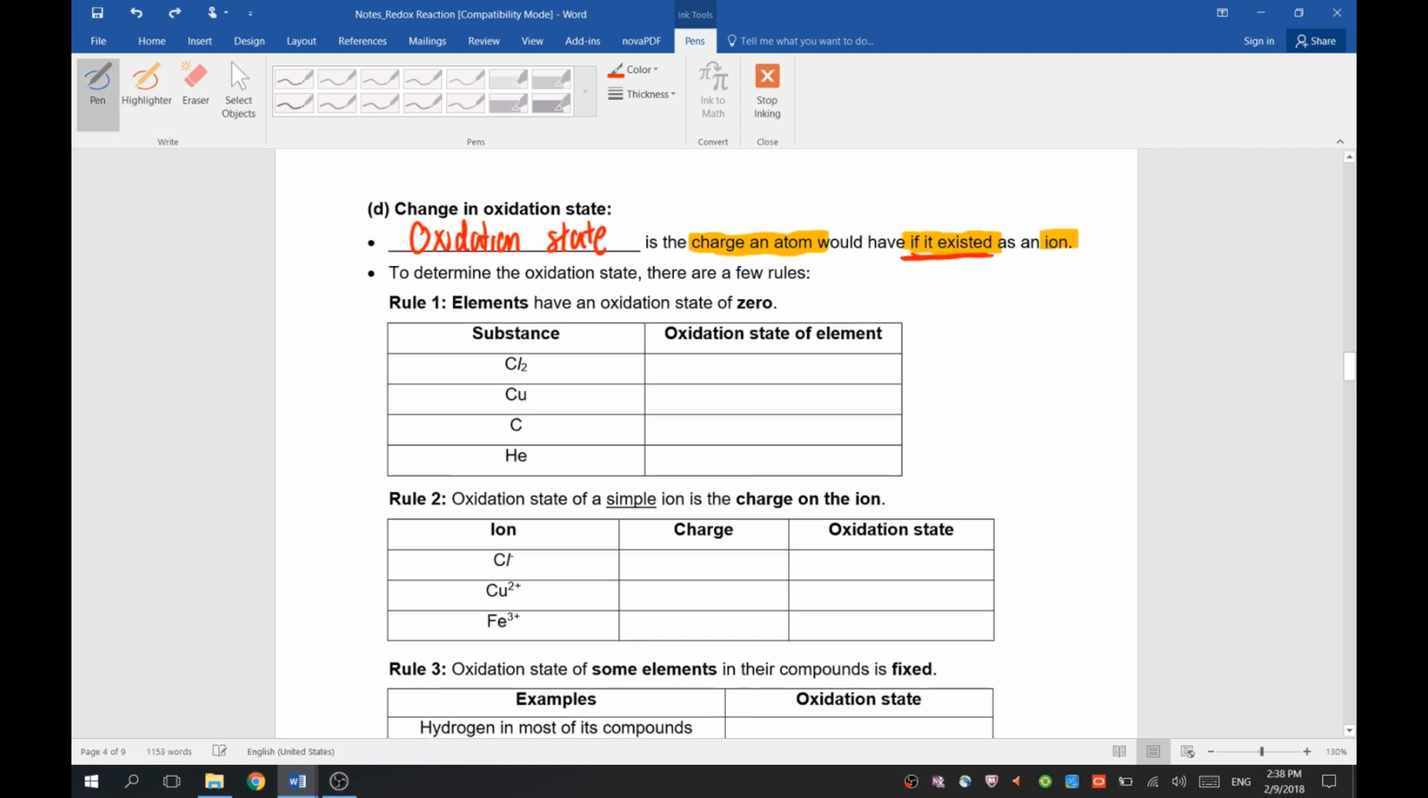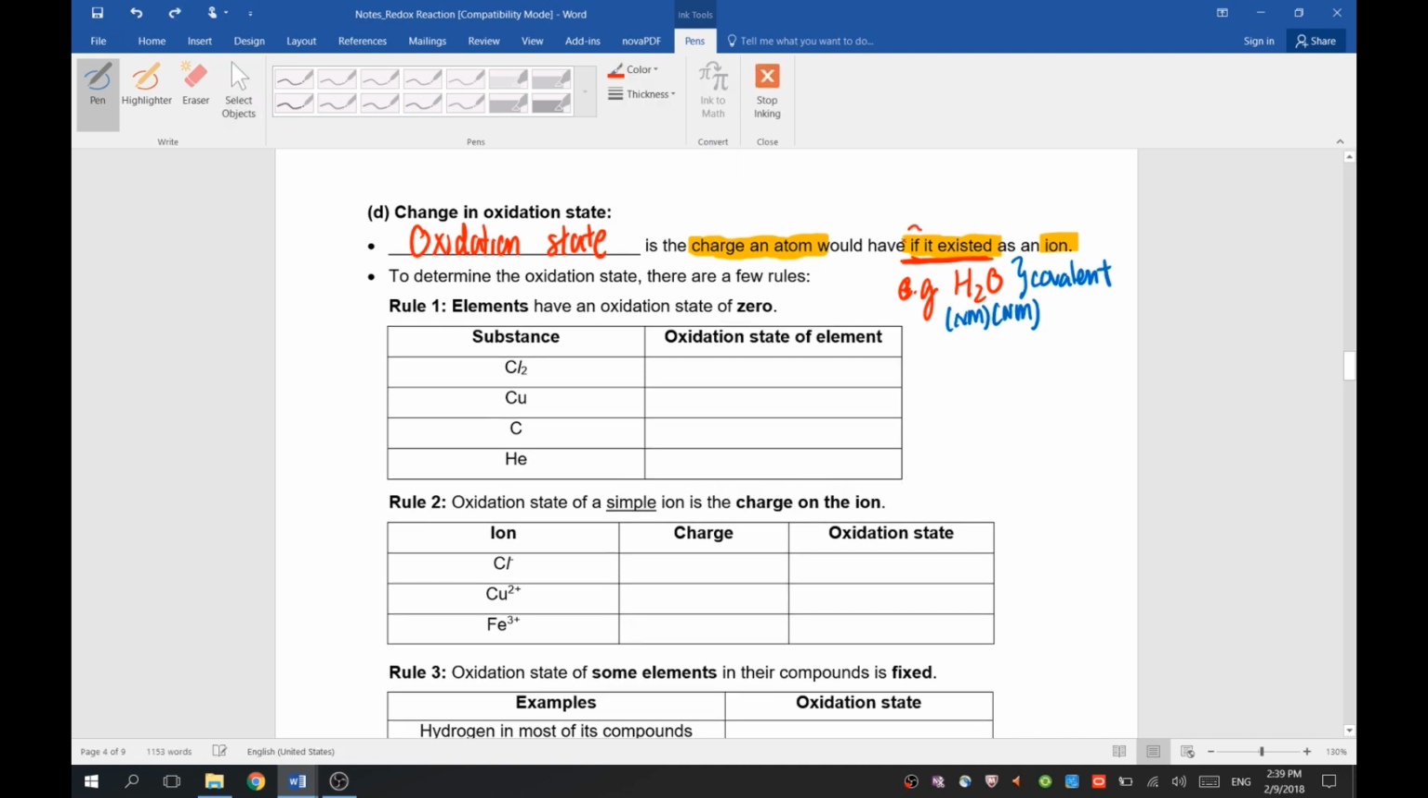For instance, if you take a look at H2O, are there ions inside H2O? No, because you learn it as a covalent substance, so there shouldn't be any ions. These are non-metals, oxygen and hydrogen, so this is actually covalent. But it still has an oxidation state because we're focusing on the word if. If oxygen is an ion in this case, what will be the charge? If hydrogen is an ion in this case, what should be the charge? So this is the meaning of oxidation state.